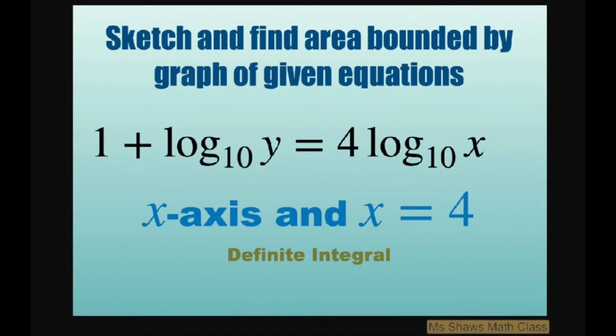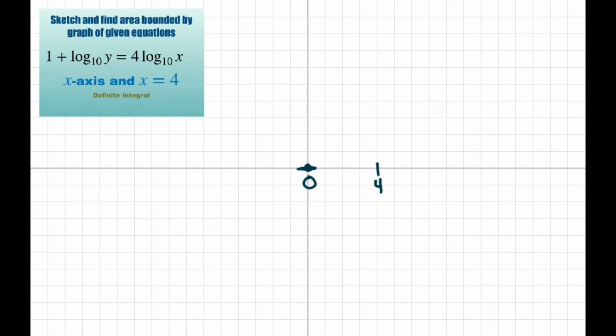Everyone, we're going to sketch and find the area bounded by the graph of the given equations: 1 plus log base 10 of y equals 4 times log base 10 of x. Before we start, let's look at the domain. Our y has to be greater than 0 by definition of the log, and our x has to be greater than 0 as well.